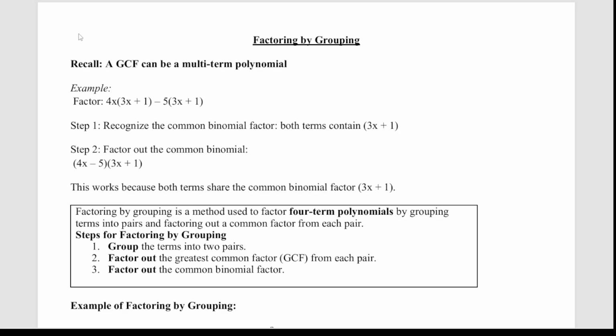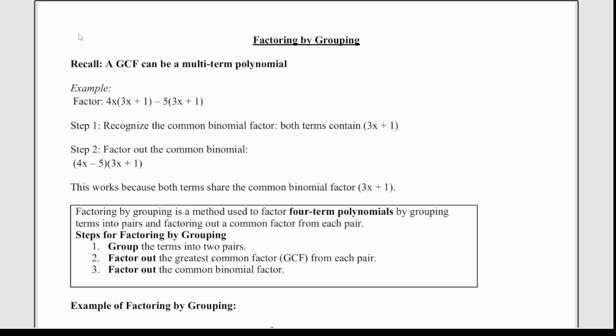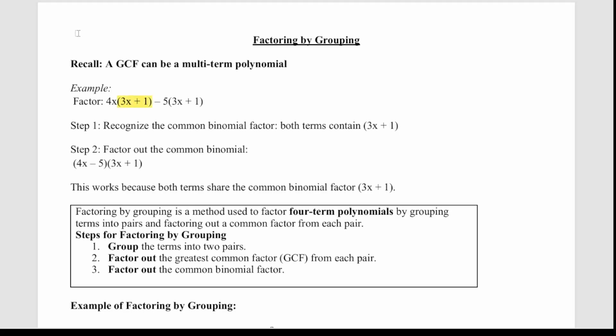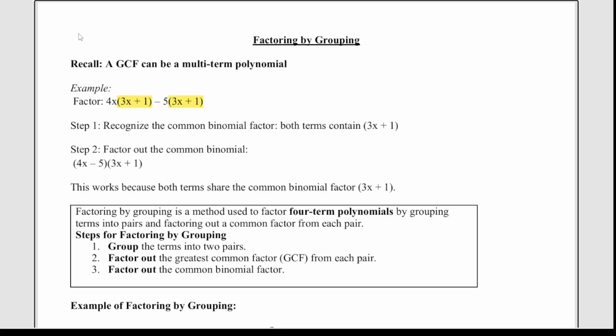So let's say, for example, you had the expression 4x times 3x plus 1 minus 5 times 3x plus 1. Well, both of these have a 3x plus 1 in common. So what can I do? I can literally factor out a 3x plus 1. And what would be left in the other parentheses? Well, it would be each of those terms divided by 3x plus 1.